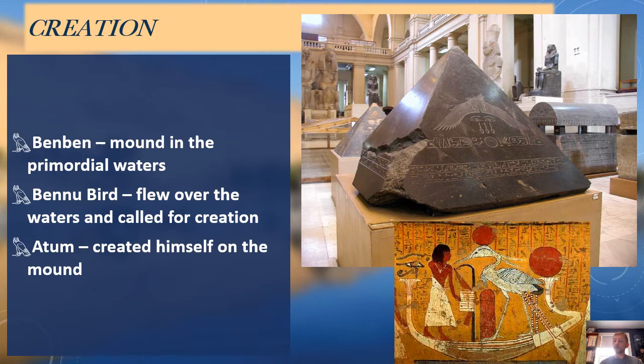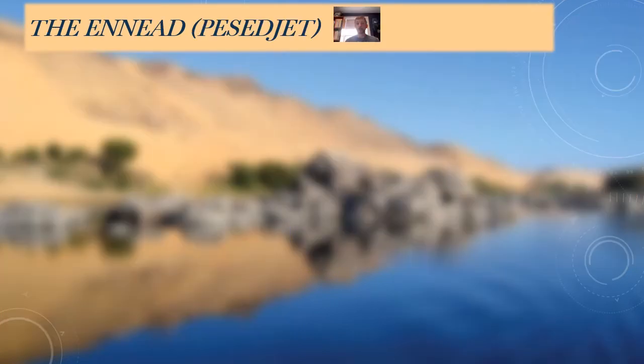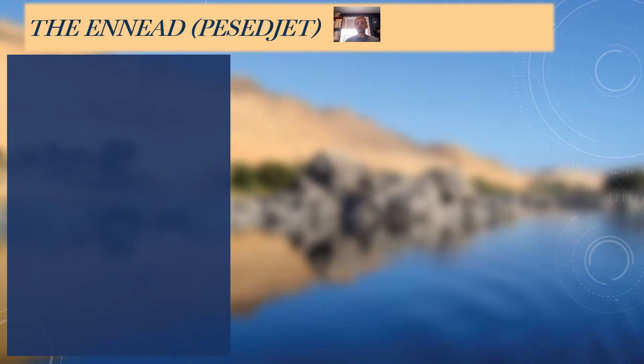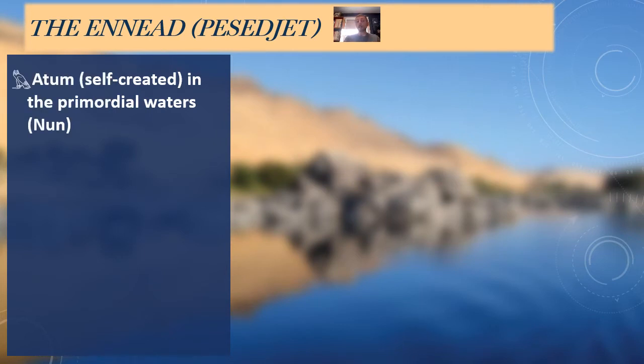Let's talk a little bit more about Atum and figure out how he makes the world as the Egyptians knew it. The Divine Nine, or the Ennead, in Egyptian that's Pesejet, those are the gods and goddesses brought forth by Atum as he creates himself. Atum being self-created in these primordial waters, Nun or Nu, spits out two additional gods. In one of the myths, it says that he masturbates, and that's how this all happens.